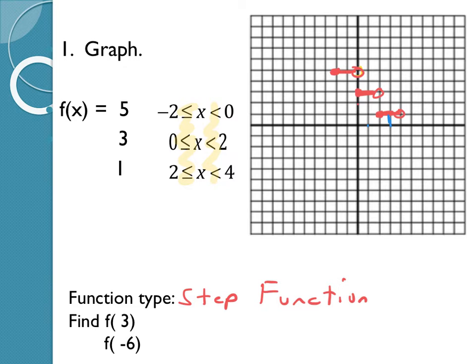And so 3 is going to meet with 1. So f of 3 is equal to 1. Because you come over here to 3 on X and go up to where it meets your line. F of negative 6, 1, 2, 3, 4, 5, 6. And you can see that it's not going to meet with anything, so it cannot be determined.